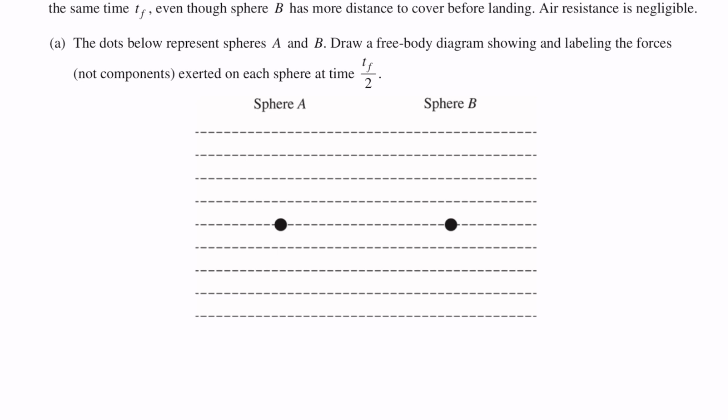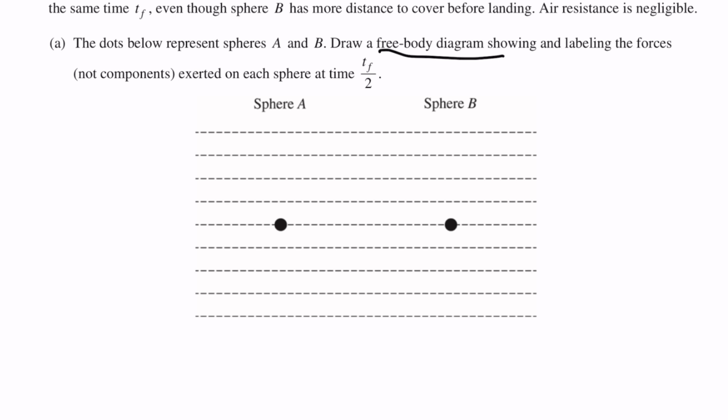Part A tells us that the dot below represents spheres A and B. It asks us to draw a free body diagram showing and labeling the forces, not components, exerted on each sphere at time tf/2, which is basically the total time of flight divided by 2. Now, what do we know about this problem? We know that these objects are free falling, which means that the only force that should be acting on them is the force of gravity.